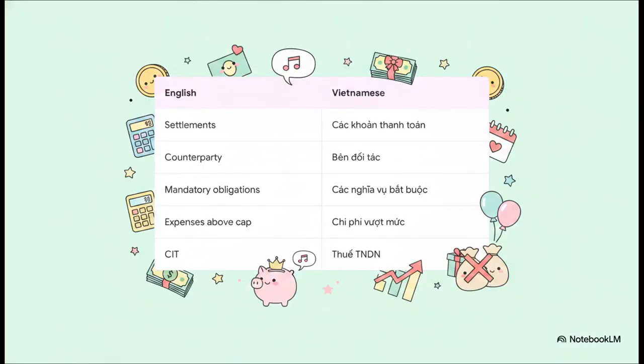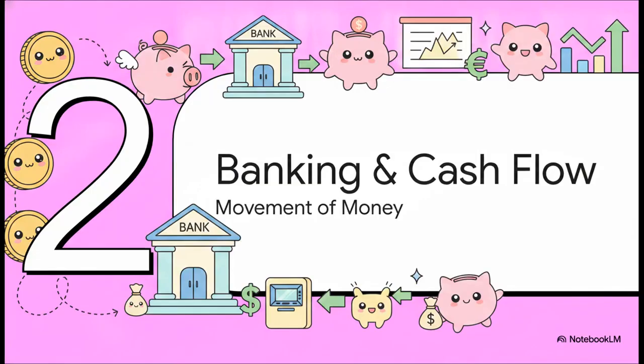Let's do a quick check-in. Here you can see a summary table of those first 5 terms we just covered, set right alongside their precise Vietnamese translations. We have settlements, counterparty, mandatory obligations, entertainment expenses above the allowed cap, and CIT. Take a quick mental snapshot of this to really lock in these foundational concepts. Let's move to our next theme and see how this all builds together.